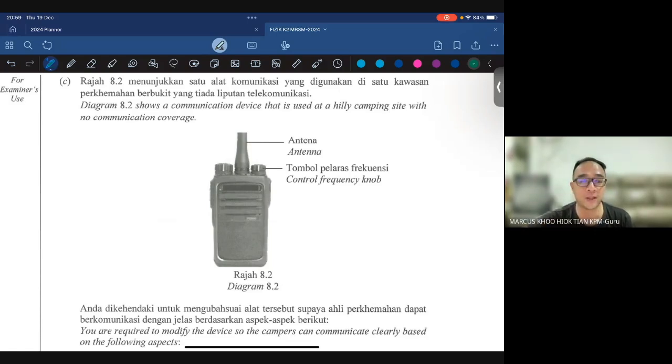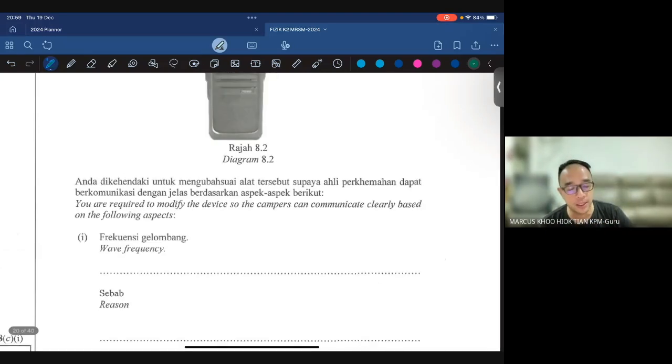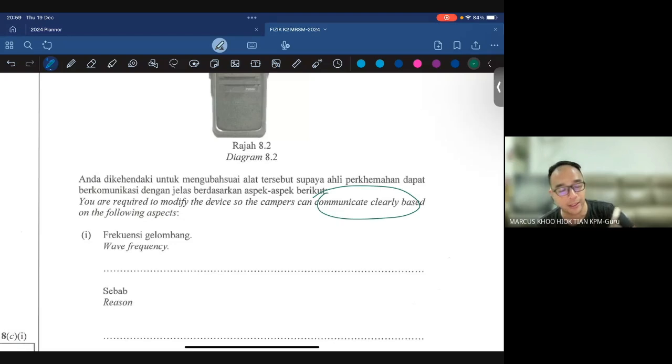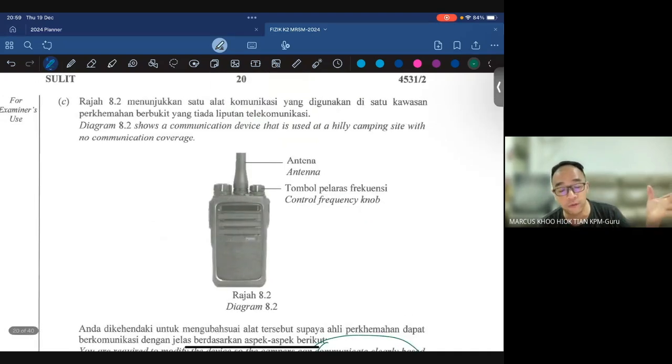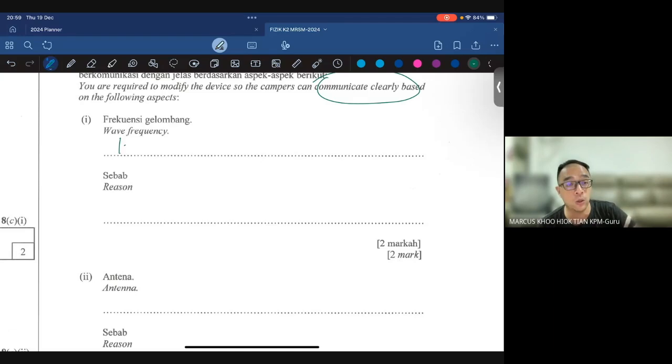Okay, fine. People like to go camping to get away from it all. Sure. Okay, the wave frequency. Since you want to communicate clearly, and because it is so far away with no communication coverage, you want to have a low wave frequency. The main reason for low wave frequency is to have high wavelength. We want the high wavelength waves.